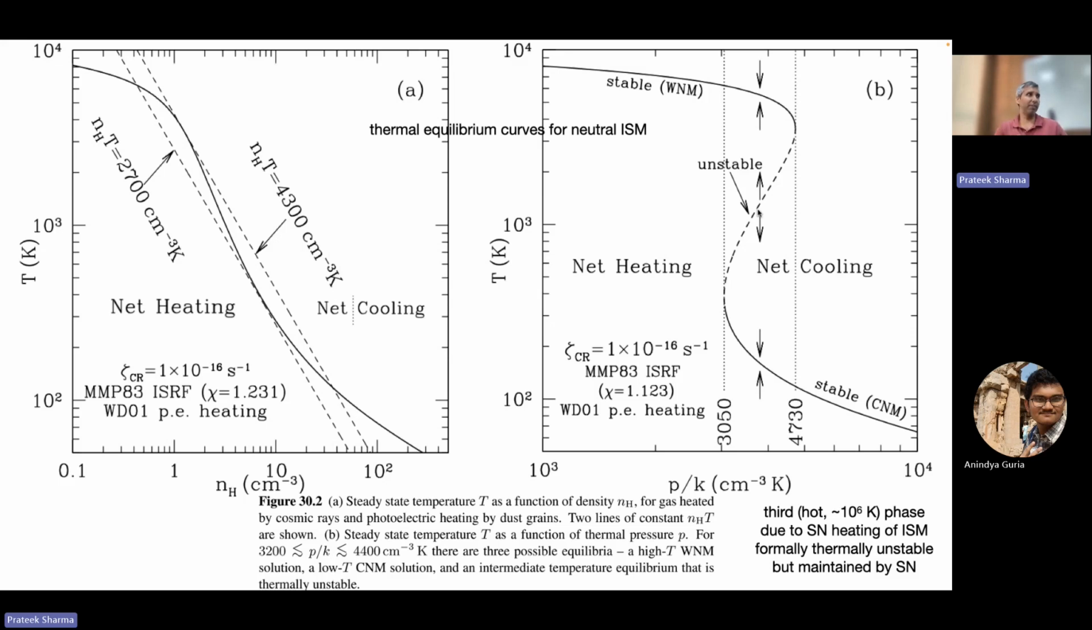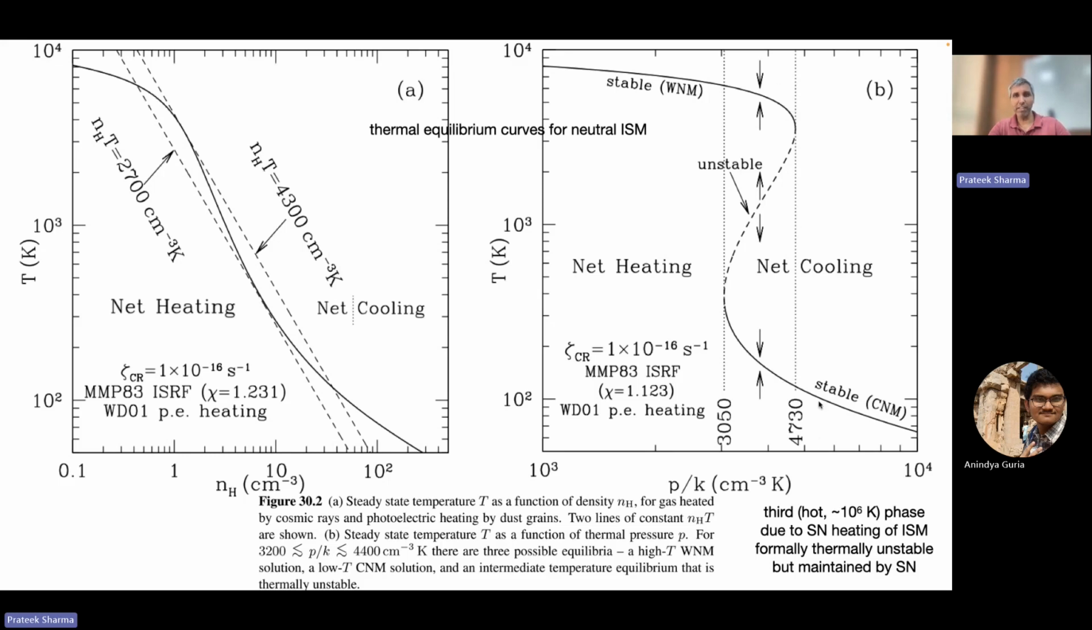So if you have turbulence, for example, turbulence can bring gas at intermediate temperatures, even though there is a tendency to go towards these stable phases. So it's complicated, but this is a useful paradigm.